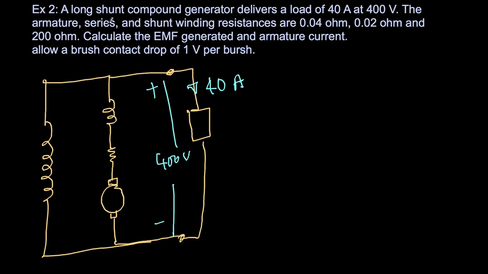The armature, series and shunt winding resistances. So armature resistance is 0.04 ohms. Series resistance is 0.02 ohms.